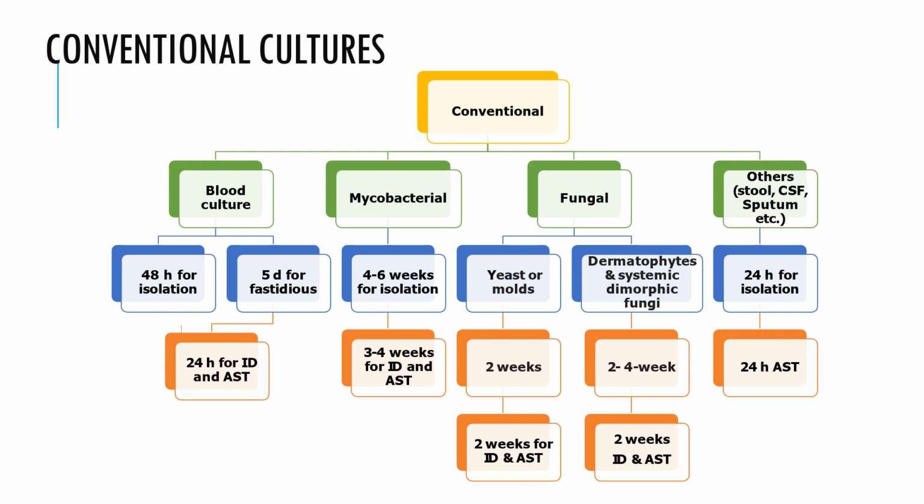Then in conventional cultures, for blood cultures, provisional reports are given at 48 hours, or a final report is dispatched at 5 days. Mycobacterium takes 4 to 6 weeks for isolation, and 3 to 4 weeks for identification and sensitivity testing. For fungi, it takes 2 weeks for identification and sensitivity. For dermatophytes, it is 2 to 4 weeks for identification and sensitivity. For other samples like stool, sputum and CSF, it takes 24 hours for isolation and 24 hours for sensitivity testing.